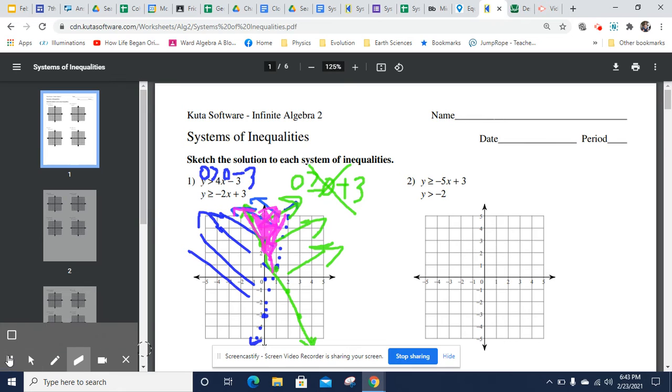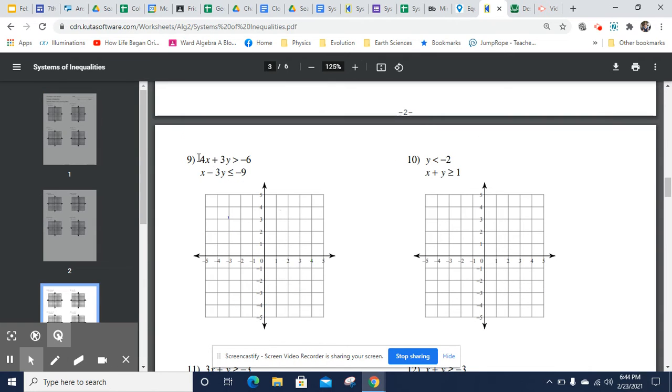All right, let me pause and erase things so I can go ahead and do one that is with standard form. Now we're going to take a look at number 9 here. And once again, the thing to do is to pause the video and see if you can work this out yourself.